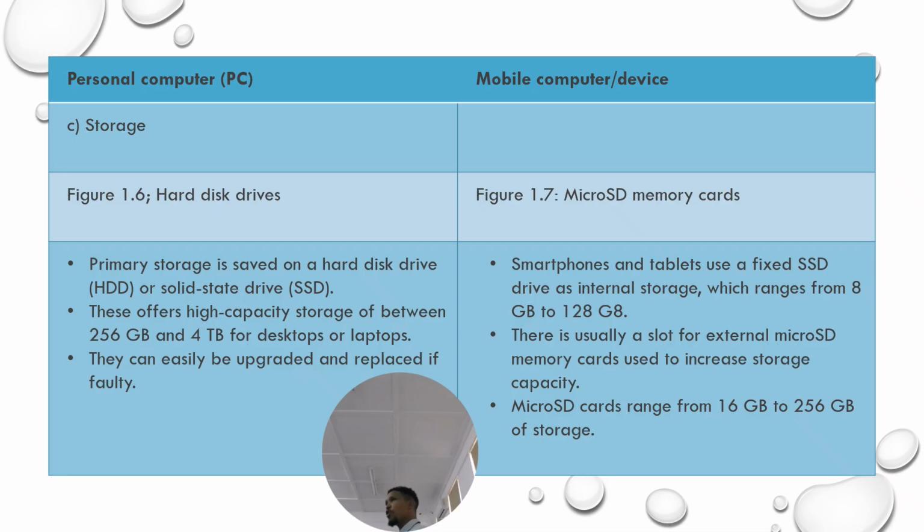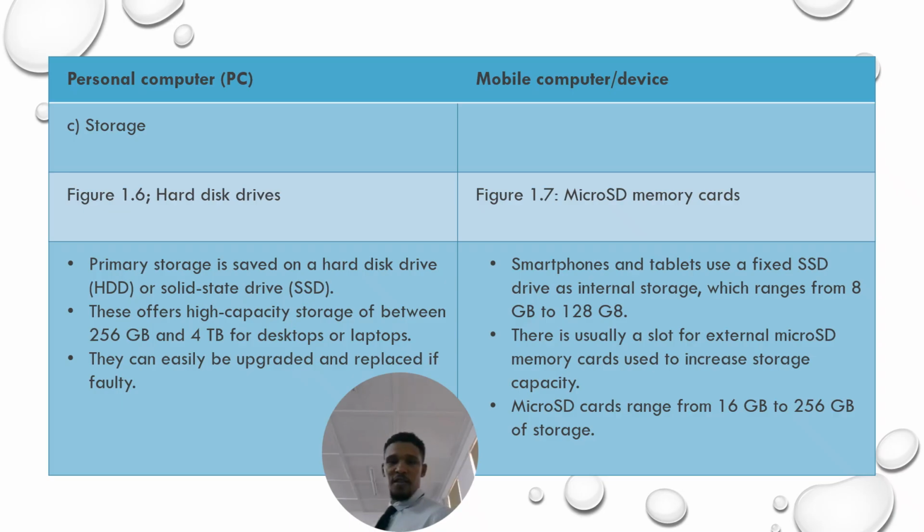There's usually a slot on your cell phone for your micro SD card, which increases the capacity of your cell phone. So do you have an SD card? No SD card, okay. So this ranges from 16 gig to 256 gig. It can go up to 1 terabyte, but it depends on whether your mobile device is compatible with that particular SD card.